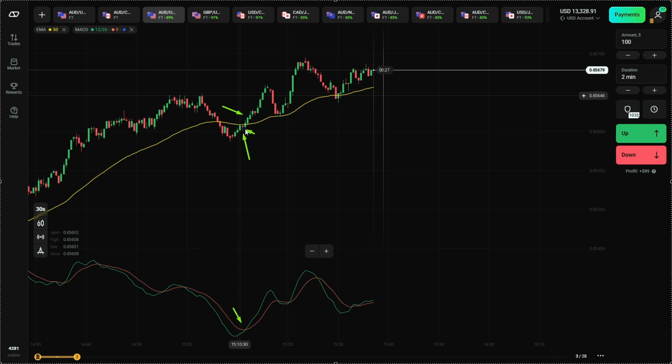So if we entered on this candle, we would need 4 candles because we are entering a 2-minute trade. So we would have won right away. If we exited the trade at this point, the signal would be strong.